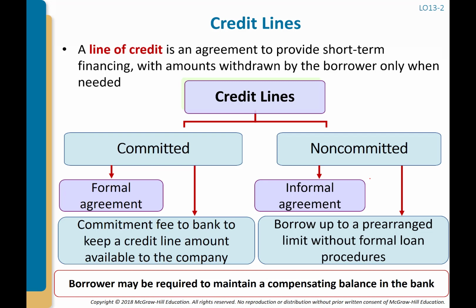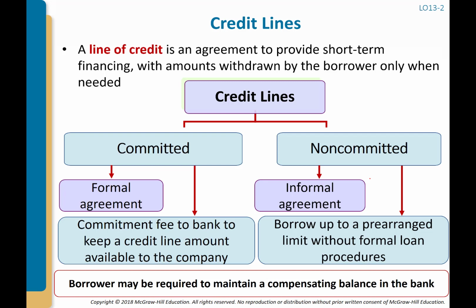Okay. Now, if we have a non-committed line, it's more informal, and we can borrow up to a prearranged amount without formal loan procedures. So in that case, they may not necessarily just leave that open for a specific period of time with us. They could pull that back at some time because it is a more informal agreement. Okay? Now, the borrower may be required to maintain compensating balances with the bank.